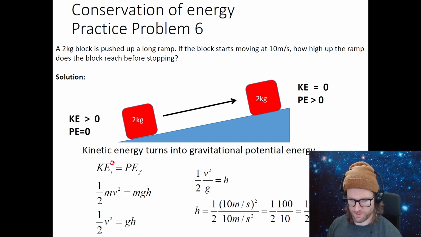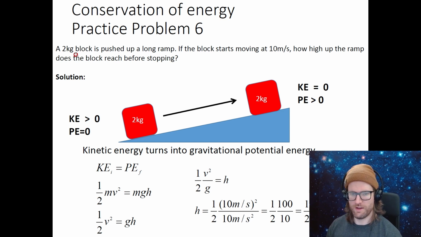So we know kinetic energy initial is equal to potential energy final due to conservation of energy. Kinetic energy is 1/2 mv squared. PE is mgh. Cancel the m's. We get 1/2 v squared equals gh. Solve for h by dividing by g. And then plug in numbers. 1/2 times 10 squared over 10 meters per second squared. And this gives us 5 meters.